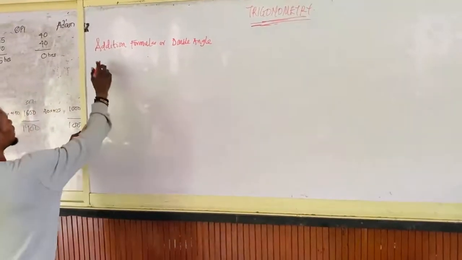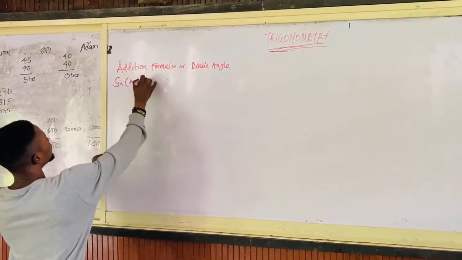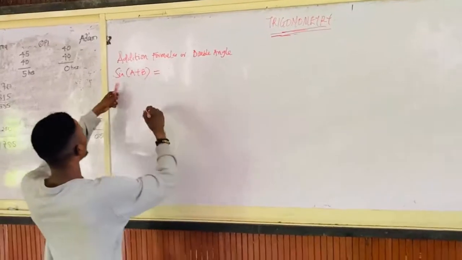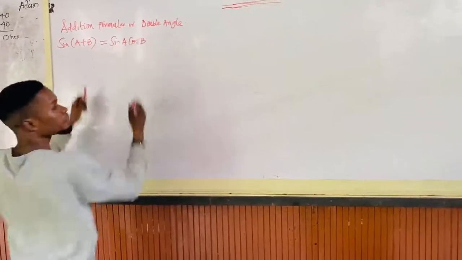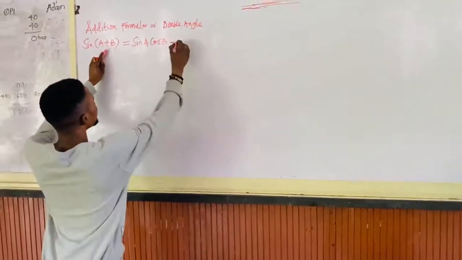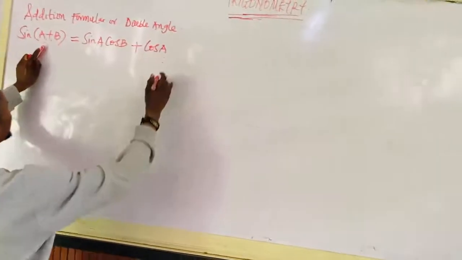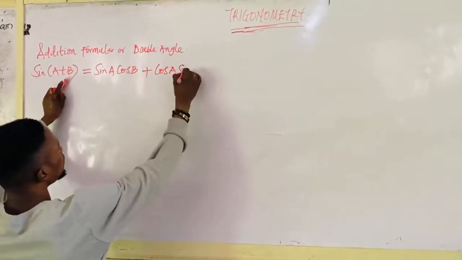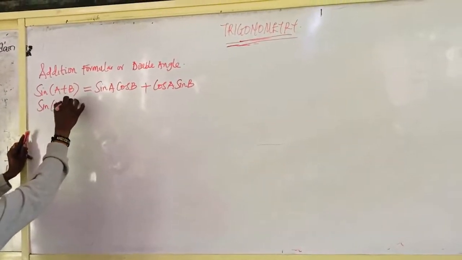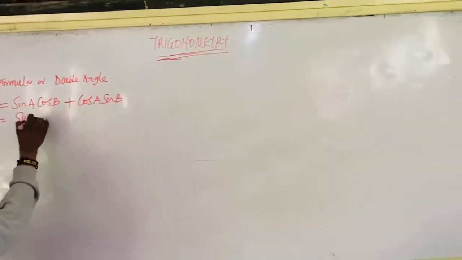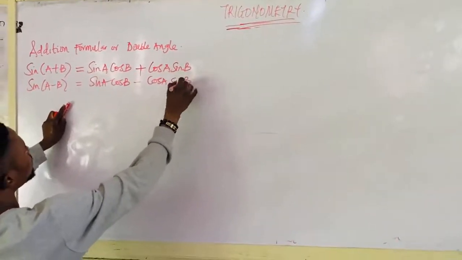Let's start with sine of angle. Sine A plus B is the same thing as sine A cos B, plus cos A sine B. If it is negative, same thing: sine A minus B is sine A cos B minus cos A sine B.